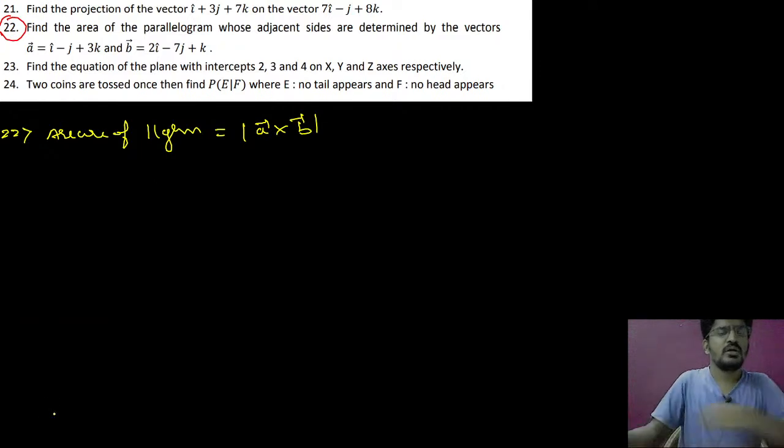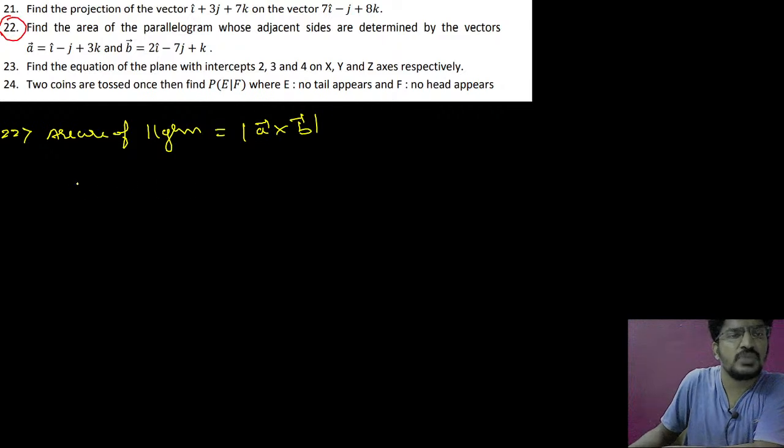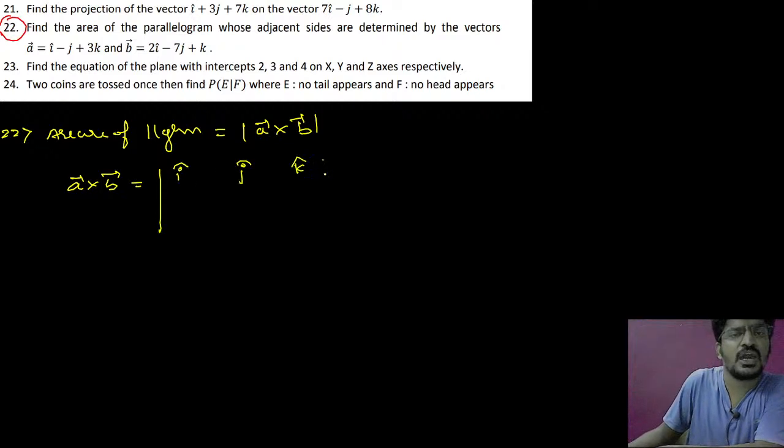No problem. Here, what is the answer? A cross B. First we shall find A cross B. That is equal to the determinant of i cap, j cap, k cap. What is the first row? 1, minus 1, 3. 2, minus 7, 1.